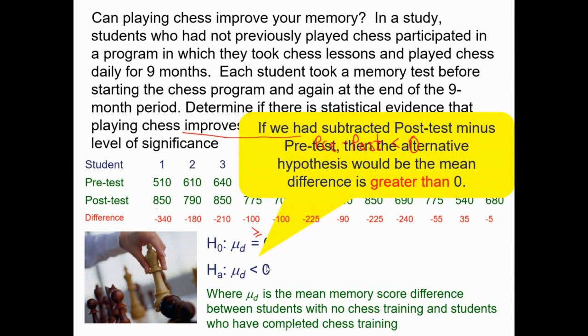Now, if we had done it the way I think we should have, and subtracted post minus pre, then the alternative would be greater than right here. But we didn't. So.